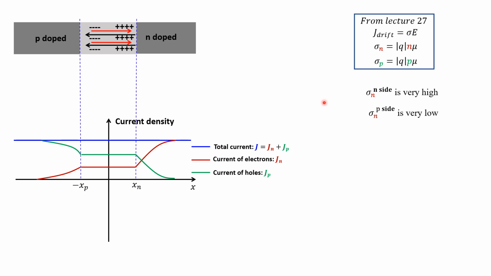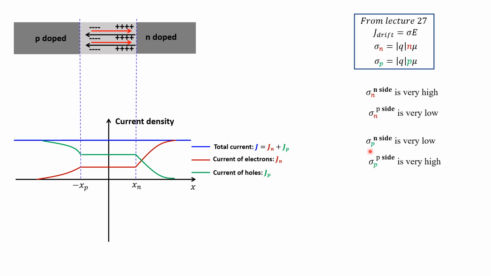And at the same time, the concentration of free electrons in the p-doped region is very low. So that means that this term is low in the p side, which entails that the conductivity of electrons in the p side is very low. So this term is high in the n side and low in the p side.